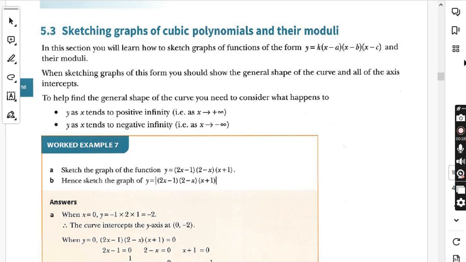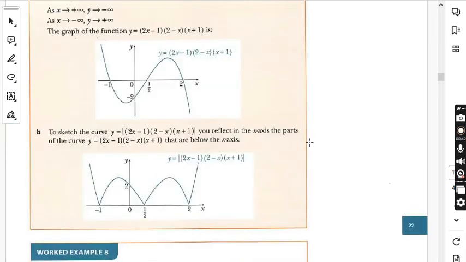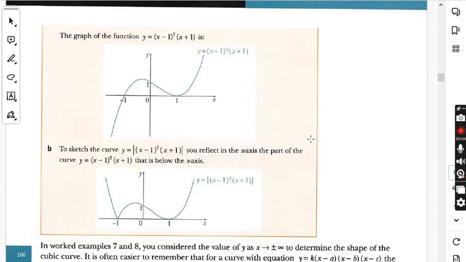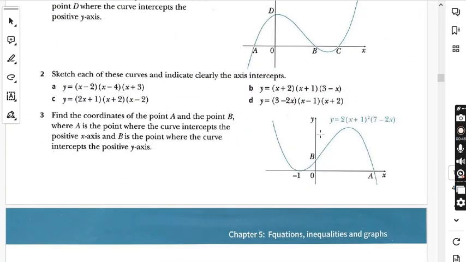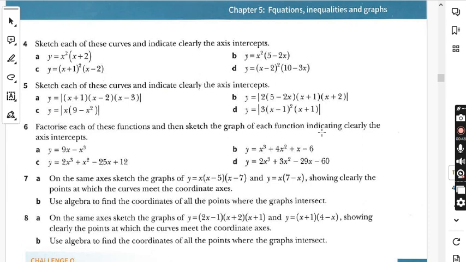Students, in the last lecture we did question number 3 and question number 4 from exercise 5.3. The topic you can see on your screen is sketching graphs of cubic polynomials and their moduli. We did the first 4 questions from exercise 5.3. Today we are going to start question number 5.